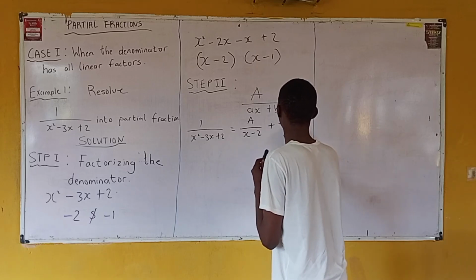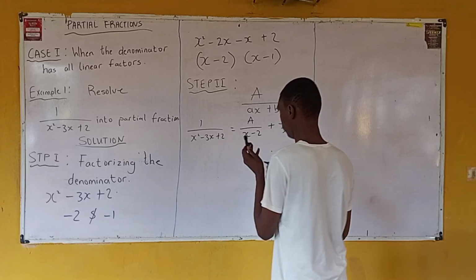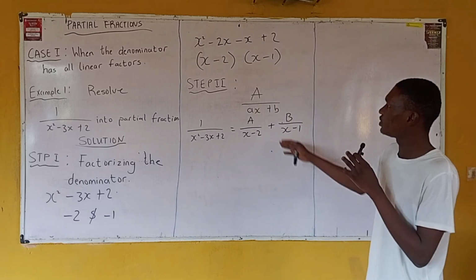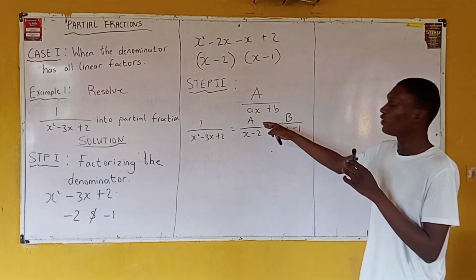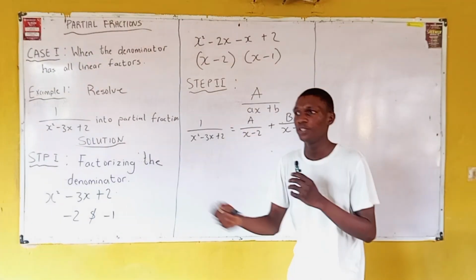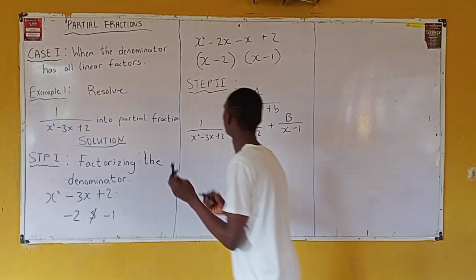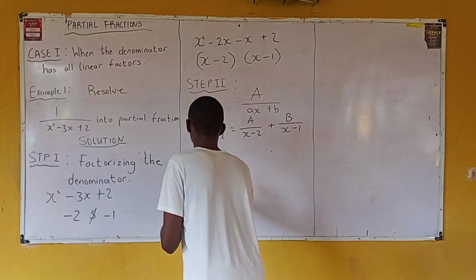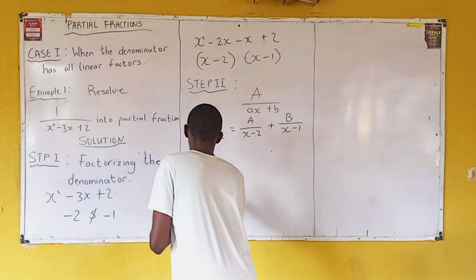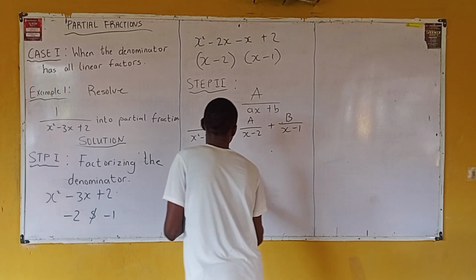B over x minus 1. So simply we've expressed it in the form a over x minus 2 plus b over x minus 1. So now we can go on and say 1 over x squared minus 3x plus 2 is equal to what?